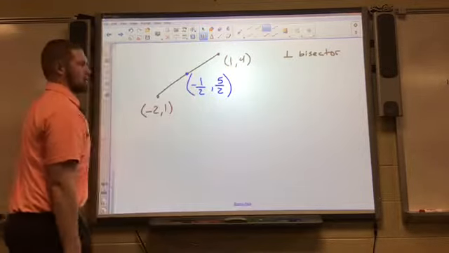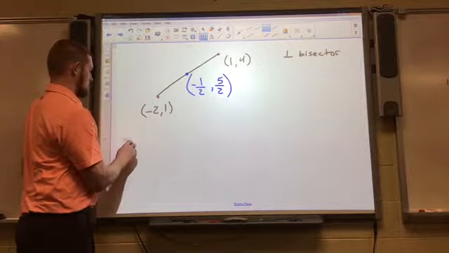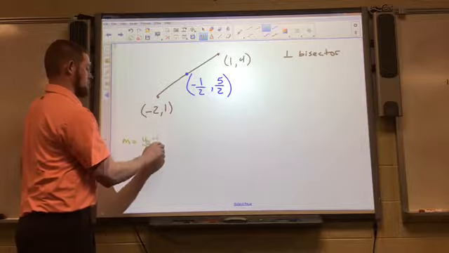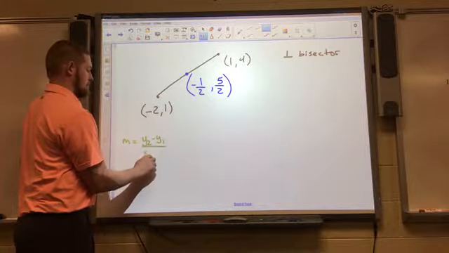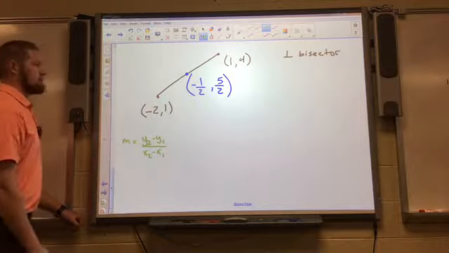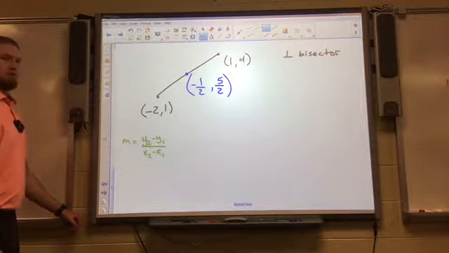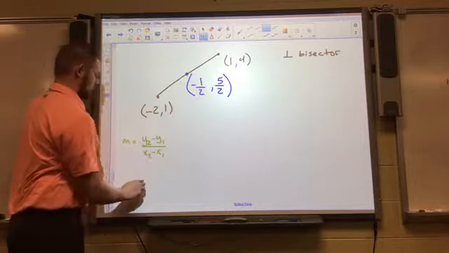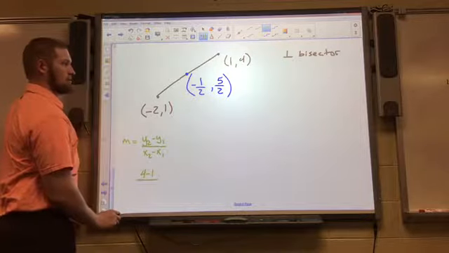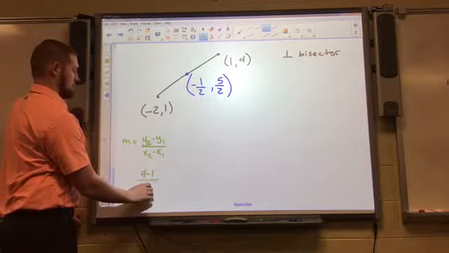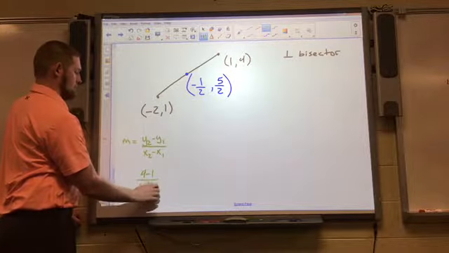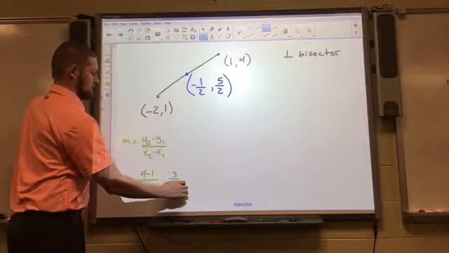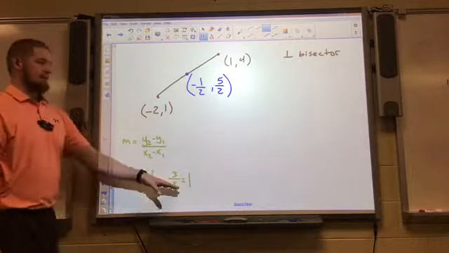So what's the equation going to look like? Close. I'm going to say it's y2 minus y1 over x2 minus x1. Okay, again, it doesn't matter which one's your 2's and 1's. But my slope is going to be, I'm going to go 4 minus 1 over 1 minus negative 2. 4 minus 1 is 3, over 3, which is 1.